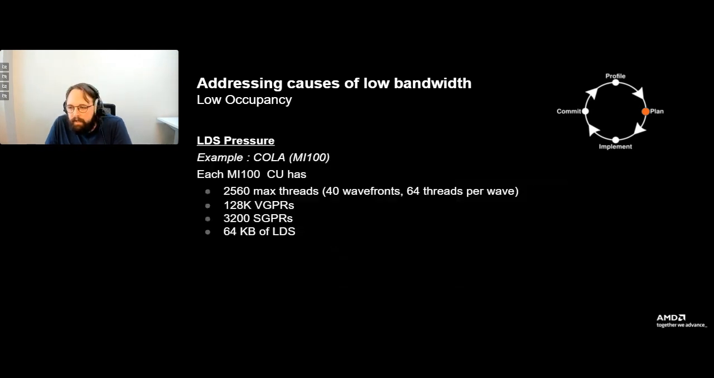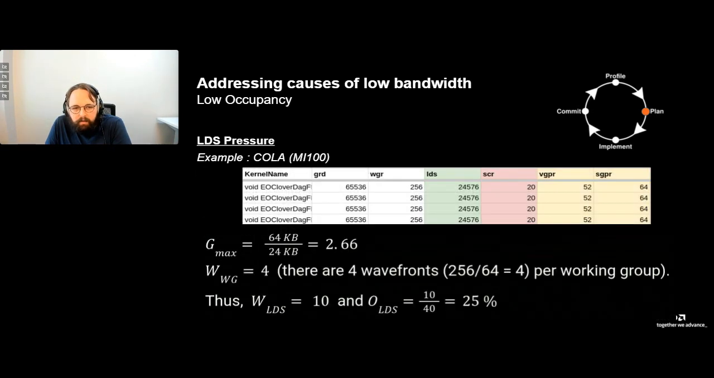So again, let's do that calculation. We've got 64 kilobytes of LDS available per compute unit, and we look at the LDS usage. Here we've got about 24 kilobytes used. That gives me 2.66 work groups that can actually run. Technically, we have to floor that, so that's two work groups that can run. There are 4 wavefronts per work group. That's 256 threads, remember that WGR column, 256 threads per work group, 64 threads per wavefront. That gives me 4 wavefronts.